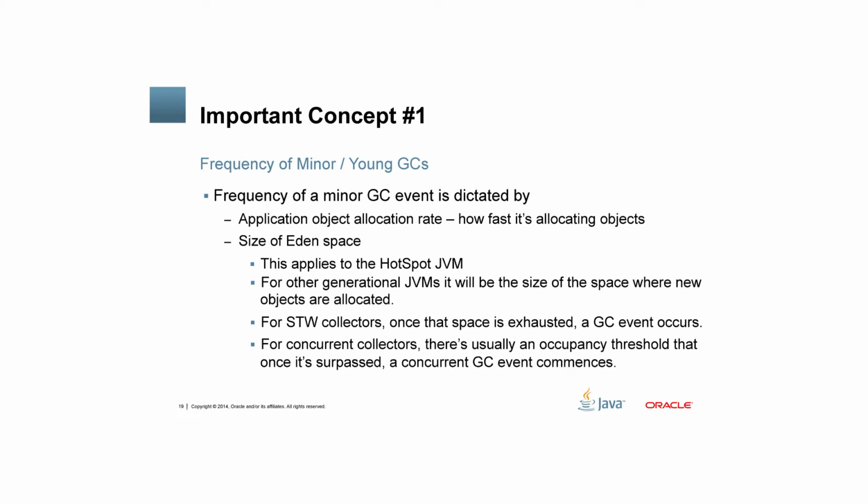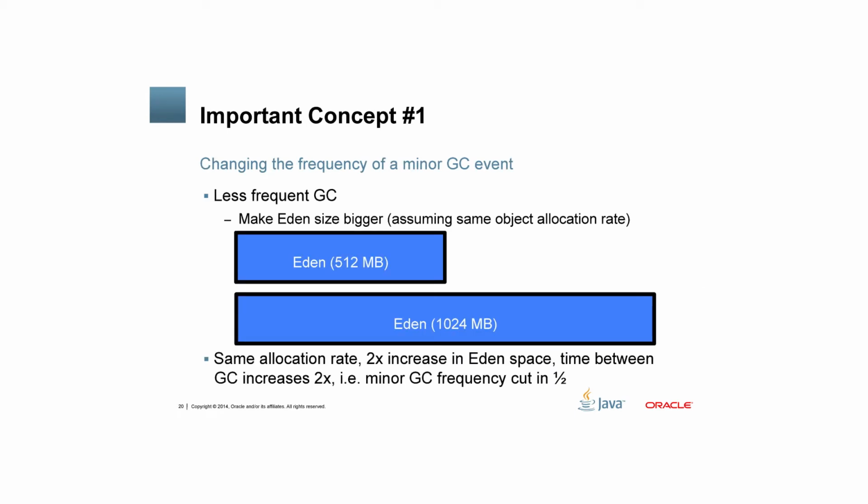So how do I go about changing the frequency of a minor GC event? Let's say that you're running an application and you say, you know what, we're getting GC events too often. Okay, what are my choices? What do I need to do? Well, in the case of HotSpot, you make the Eden size bigger. Let's assume that the object allocation rate stays the same. One choice is to make the Eden size bigger.